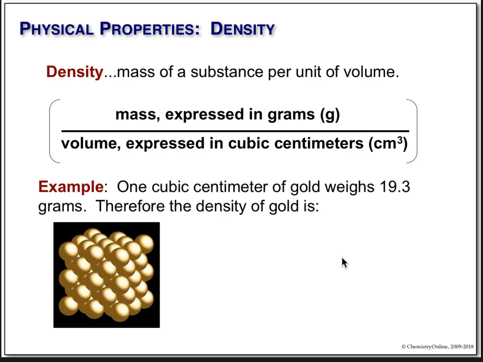If we had exactly 1 cubic centimeter of gold and we weighed it, it would be 19.3 grams. Therefore, mass is 19.3, the volume is 1 cubic centimeter, the density, mass divided by volume, 19.3 grams per cubic centimeter. That's all the word density is. Mass divided by volume. Any questions?